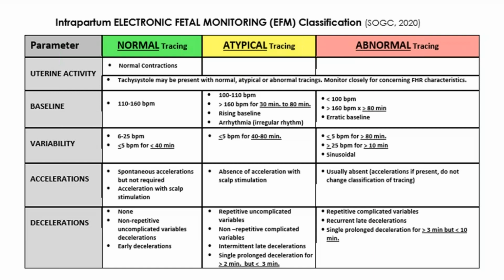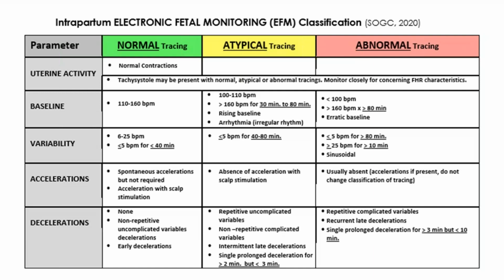And decelerations, we talked about repetitive, uncomplicated variables making the tracing atypical. You can have non-repetitive, uncomplicated variables and have a normal tracing, but once again, if you have non-repetitive, uncomplicated variables that are more than just occasional, you may want to be concerned about that in early labor. Intermittent late decelerations make the tracing atypical, and we talked about the repetitive complicated variables and recurrent lates making the tracing abnormal. The same approach to these as the old guideline.